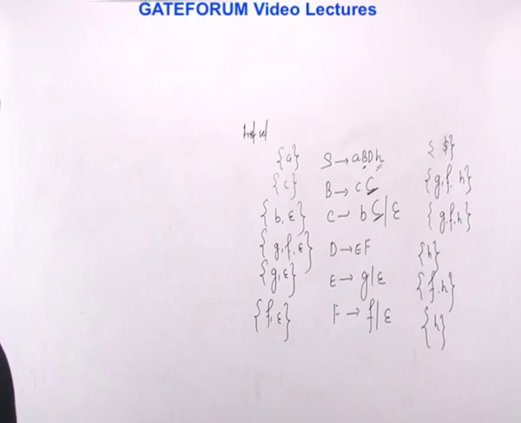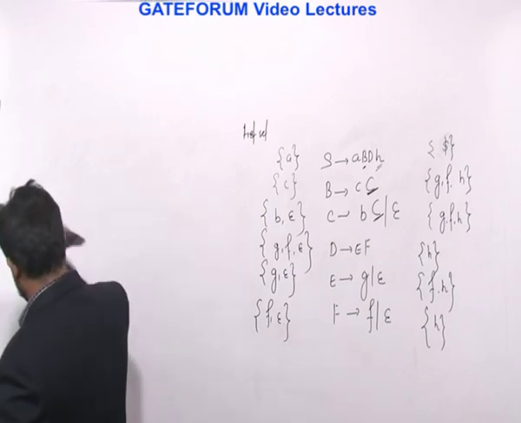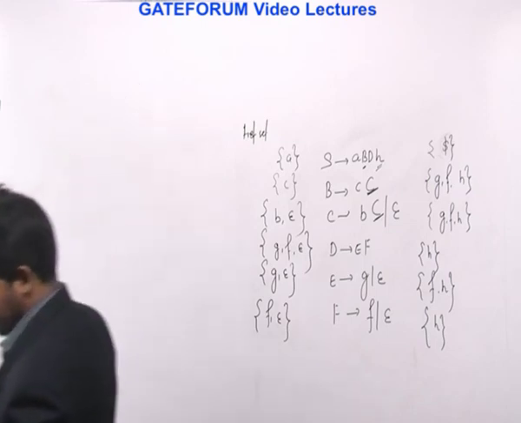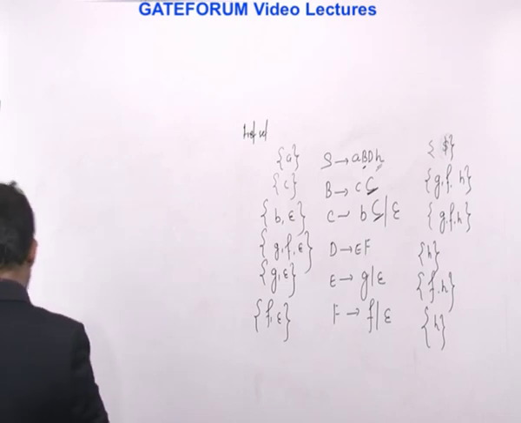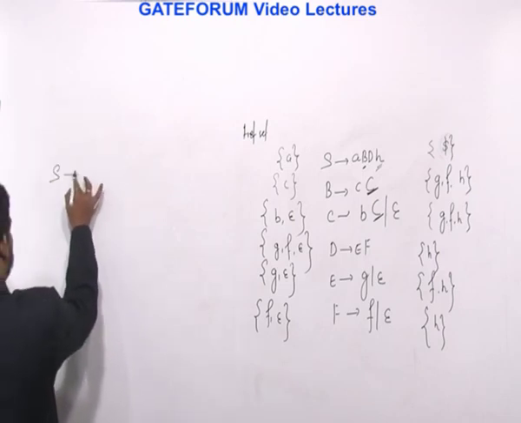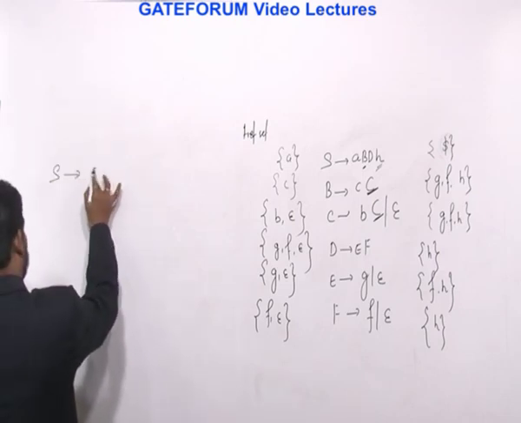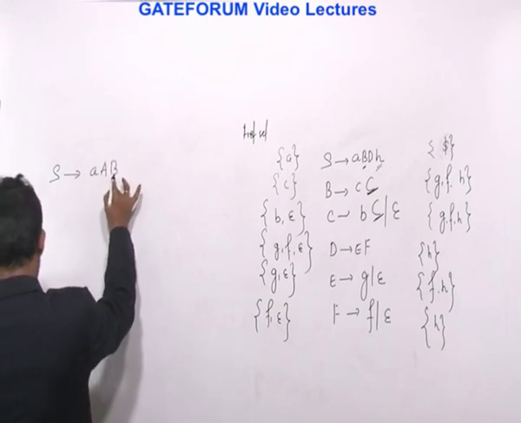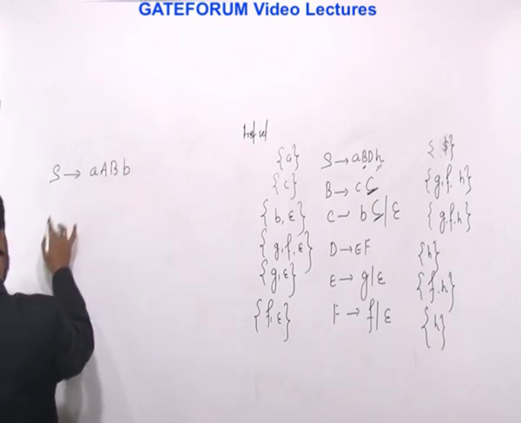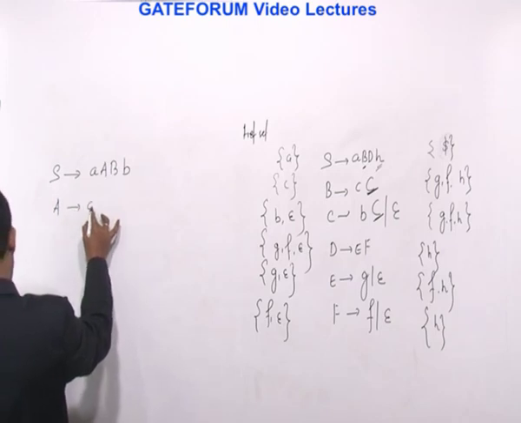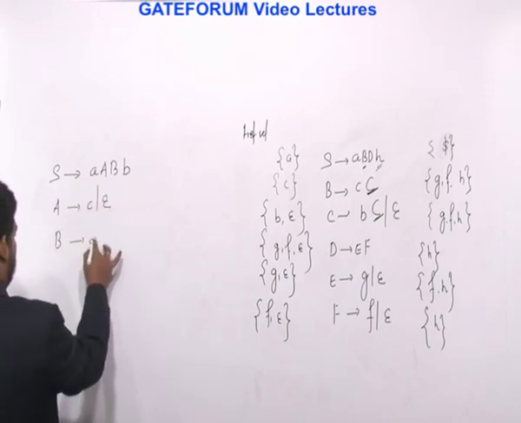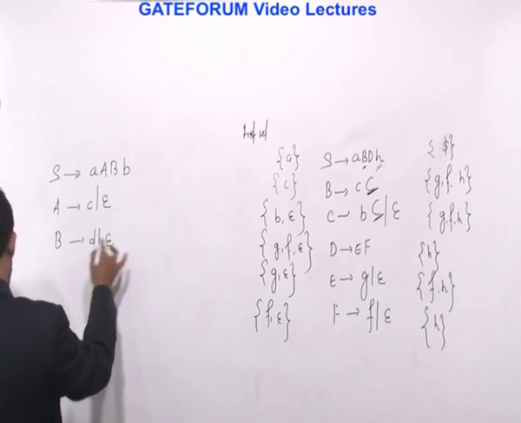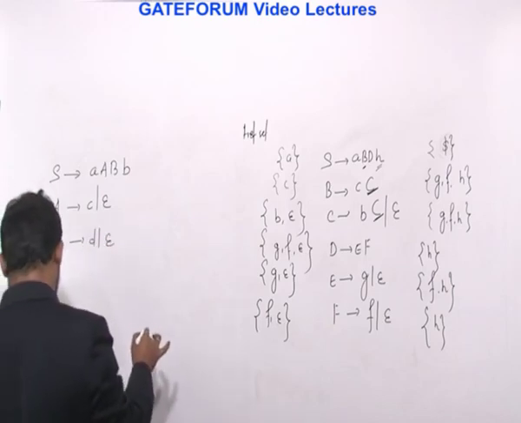Let's take a few more simple examples to calculate the follow set, to get more practice with follow symbols. S derives small a, capital A, B and B. A derives small c or epsilon. B derives D or epsilon.